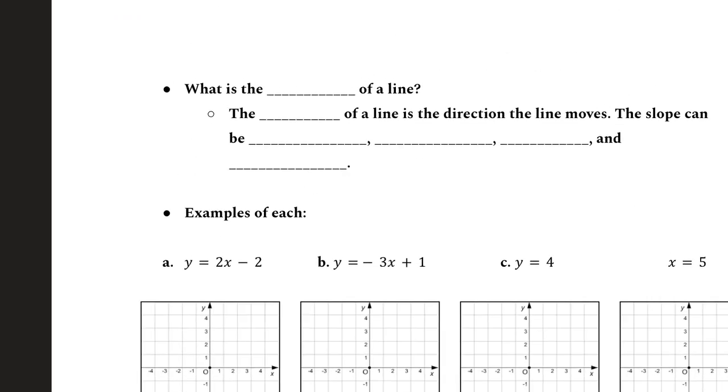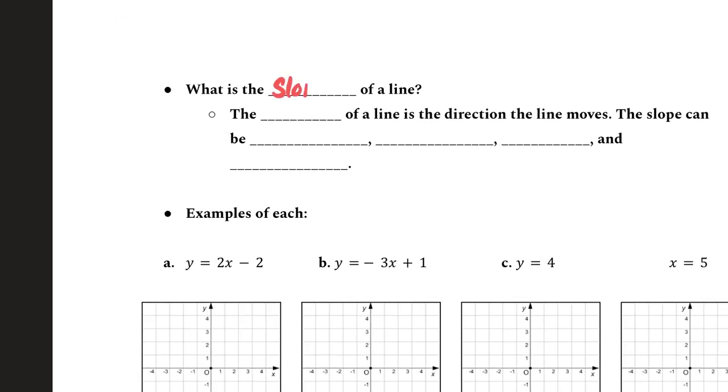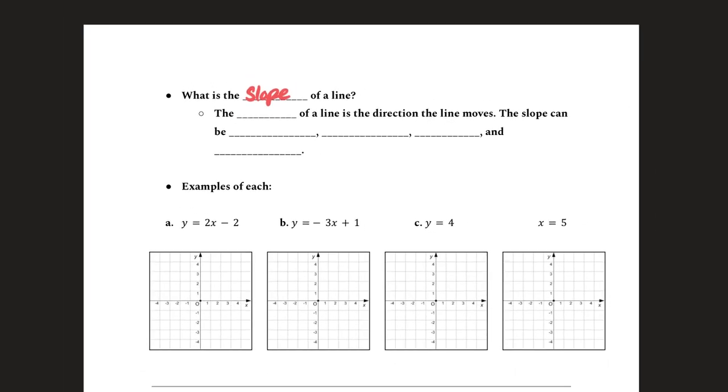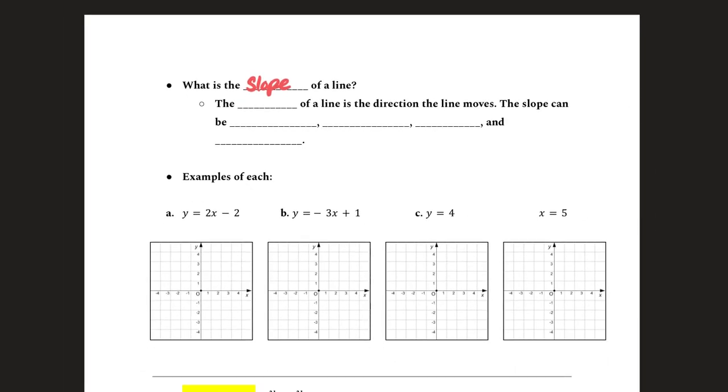What is the slope of a line? Let's dive into what the slope means a bit more. The slope of a line is the direction that the line moves. Now let me make this font a little bit smaller. The slope can be positive. Let's go ahead and write that, positive. It can be negative.